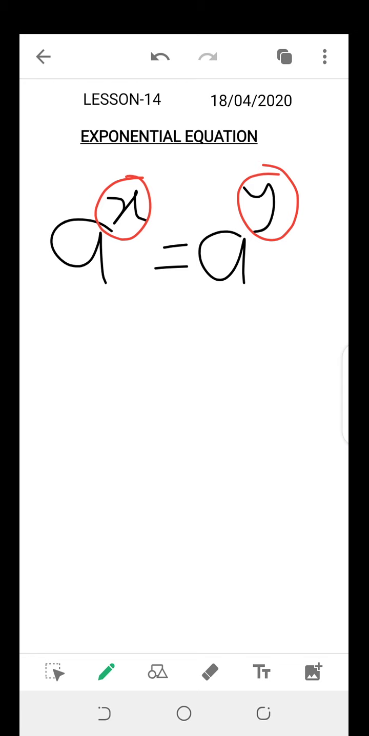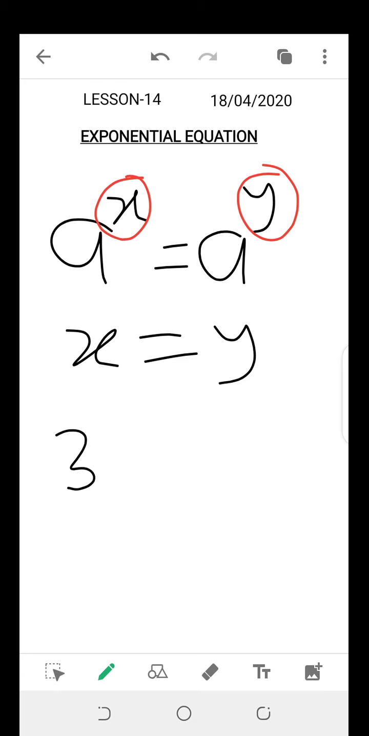To solve this type of equation, we have to equate the exponents because the bases are the same. We now say that x is equal to y. This is all that we need to solve an exponential equation. One thing you need to know in dealing with exponential equations is to write the equations in such a way that the left hand side and the right hand side have common bases so that we can equate the exponents. That's the key thing that we need to know. Let's take an example here and see how we can solve this type of exponential equation.